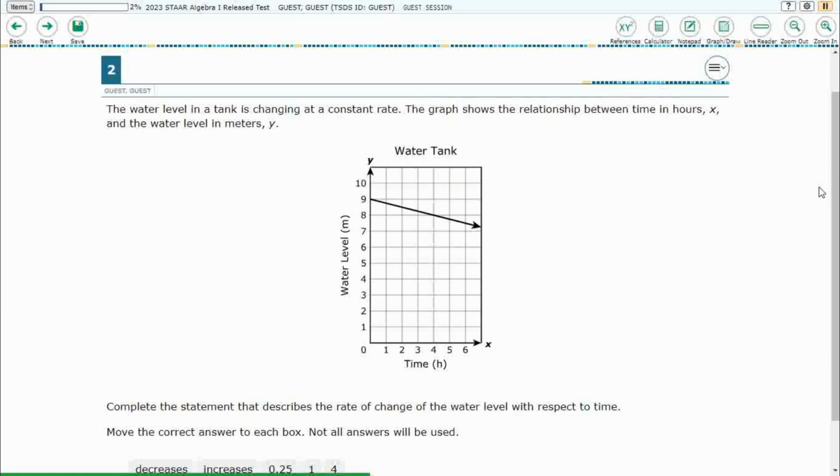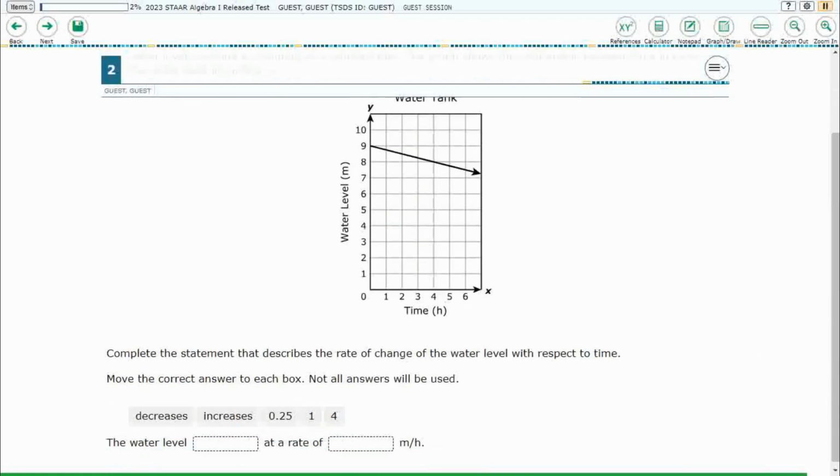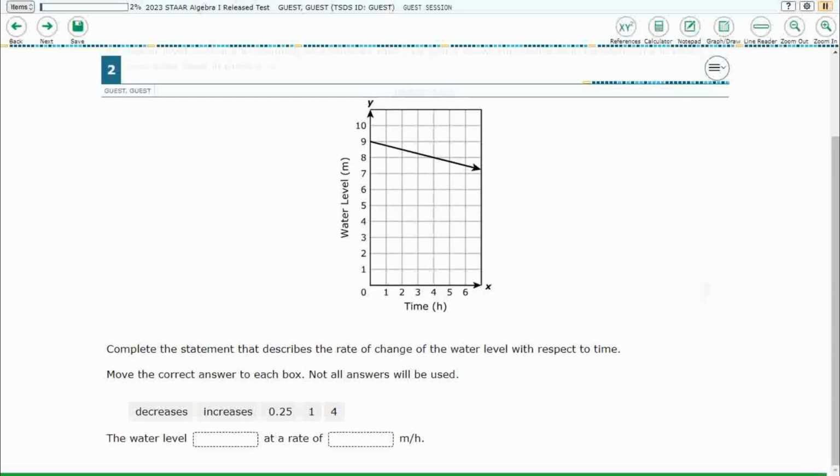And so they give us the x and the y, the x being time in hours, the y being water level. So this is a drag and drop. So we need to move the correct answer into each box. Obviously, not all answers will be used. So how can we describe the water level here?